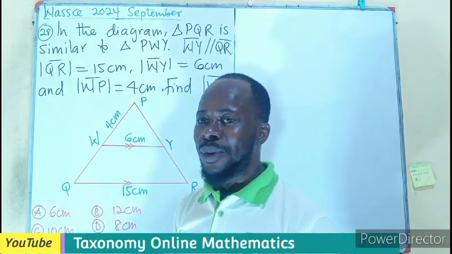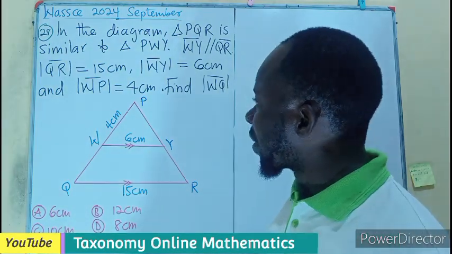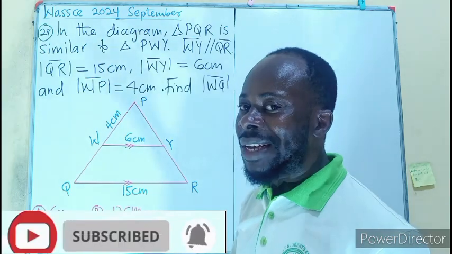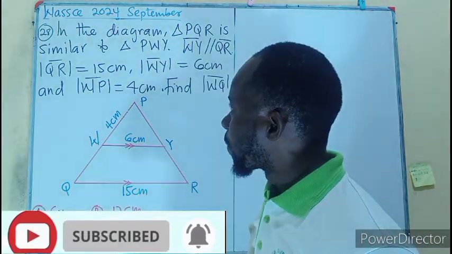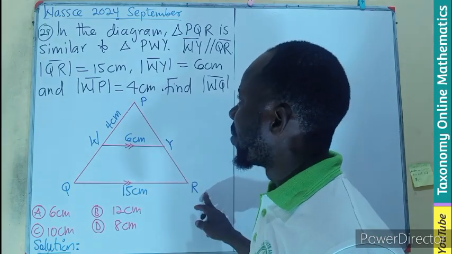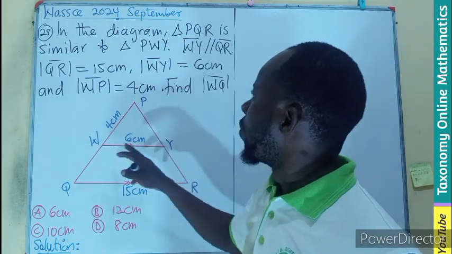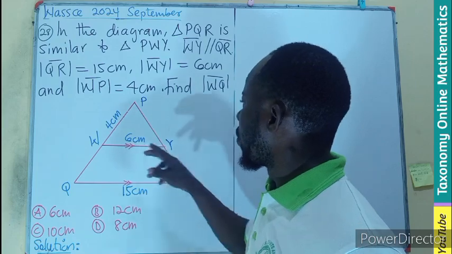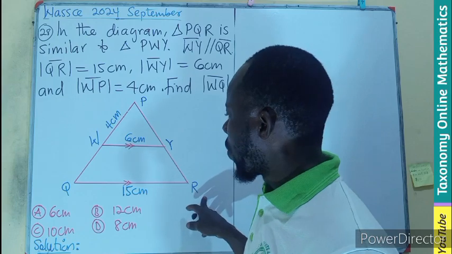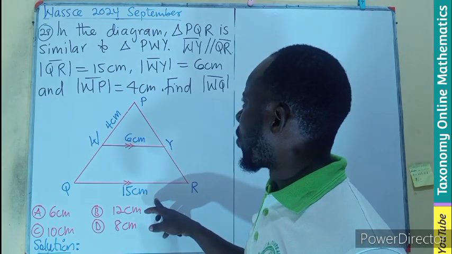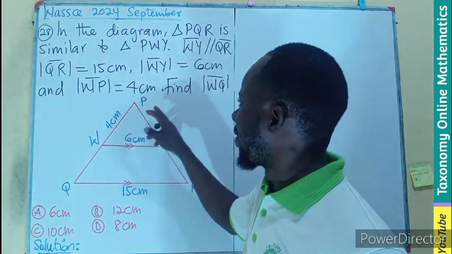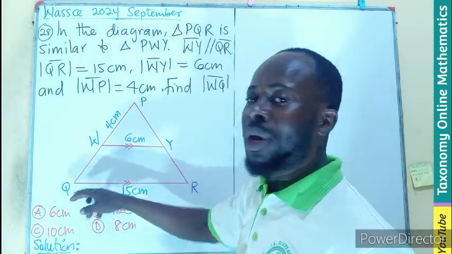In this video, we want to provide an answer to this question on similar triangles. It's a question that came under WASSCE September 2024. In the diagram, triangle PQR is similar to triangle PWY, where WY is parallel to QR. The length of QR is 15 cm, WY is 6 cm, and WP is 4 cm. We have to find WQ.